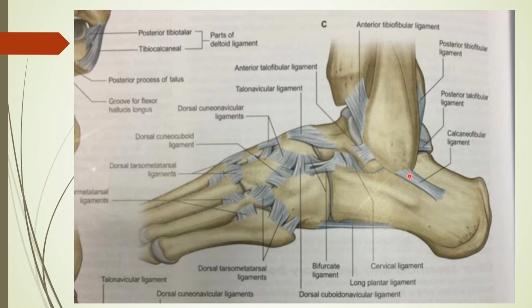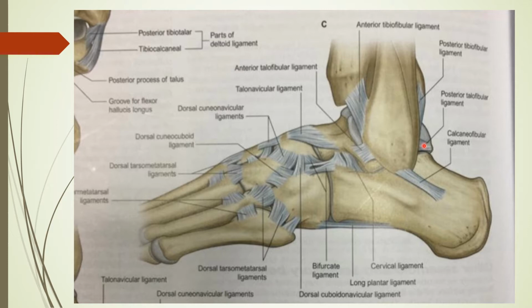Now on the lateral side, this is the lateral malleolus, or lower end of the fibula. It is connected by the same three ligaments. The posterior is the posterior talofibular ligament, which connects the posterior border of the lower end of the fibula with the lateral tubercle of the posterior process of the talus.